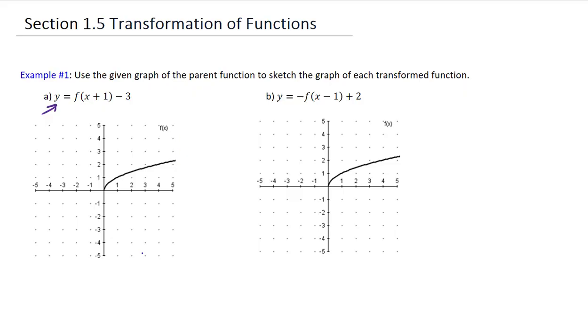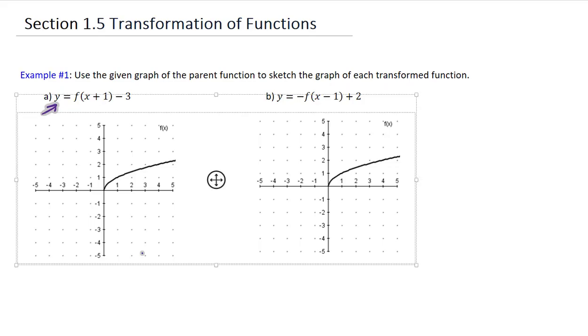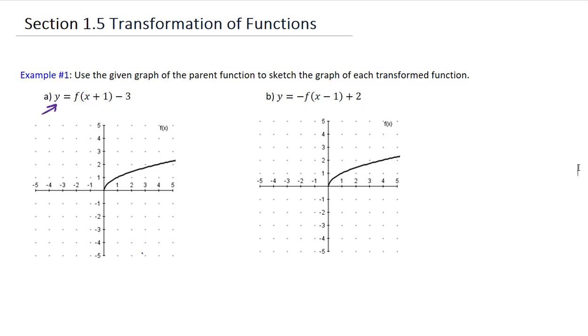So based on how the equation y is defined, which is on part A, f of (x + 1) - 3. This means that the plus 1 inside the parentheses is a shift of the graph of f of x 1 unit to the left. And the subtraction by 3 outside the parentheses is a shift of 3 units down.